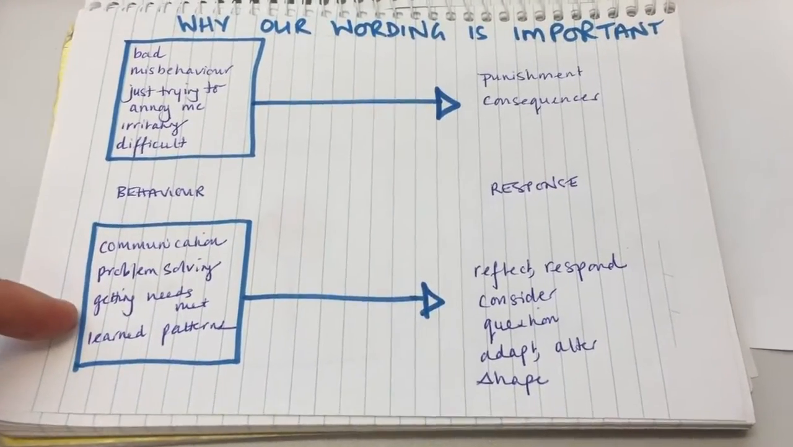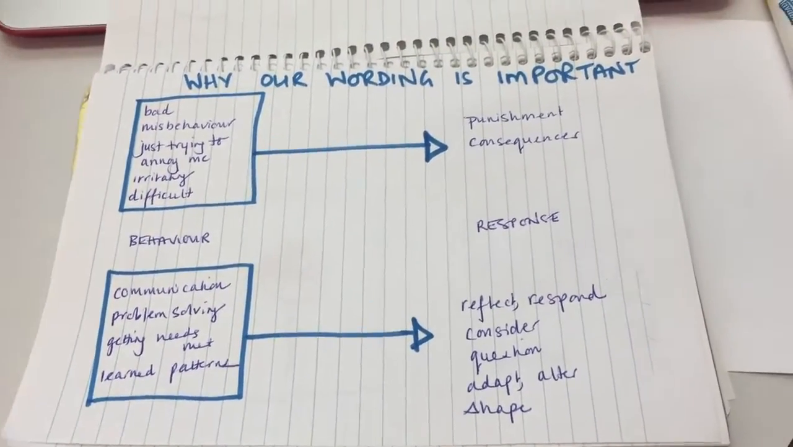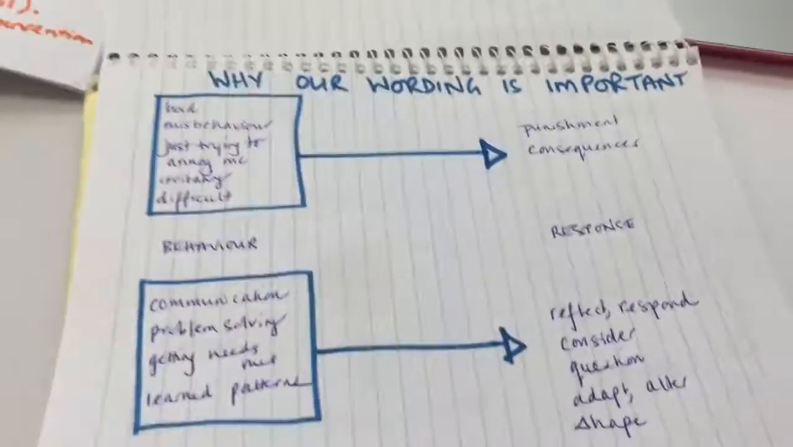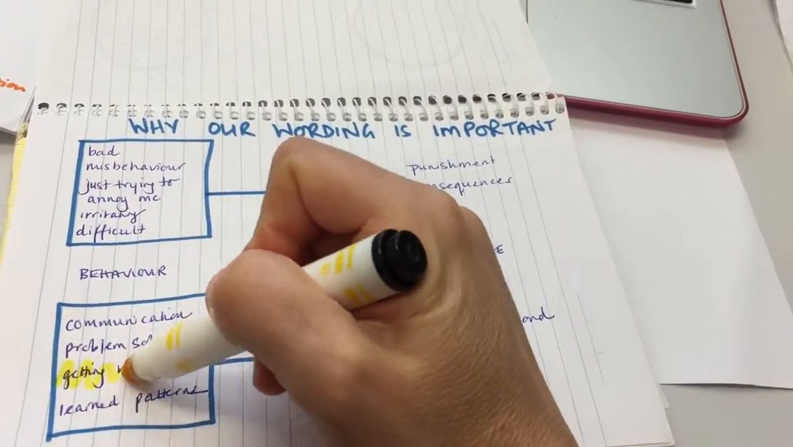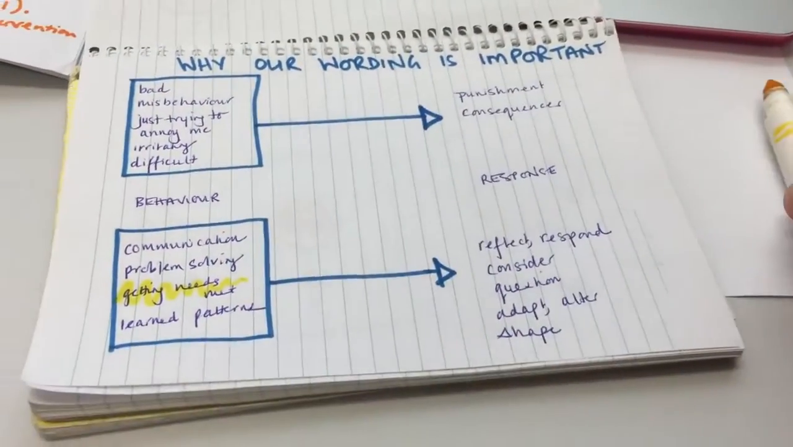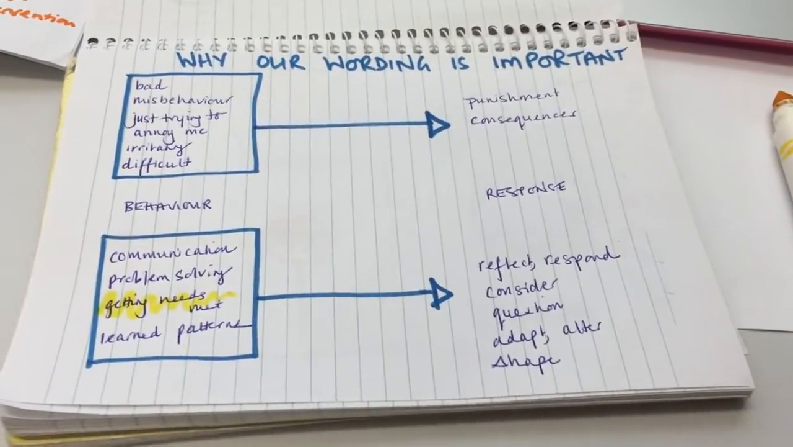Because oftentimes this one here, I've got a yellow marker somewhere, getting our needs met, most of the time, that's what's going on with people, okay? That's what's going on with behaviour.